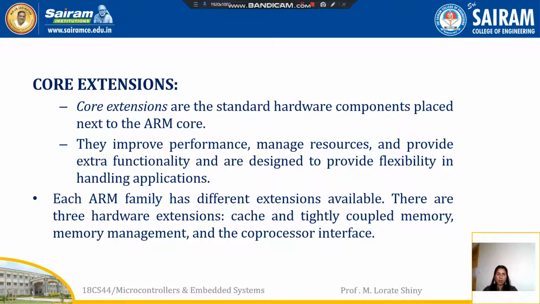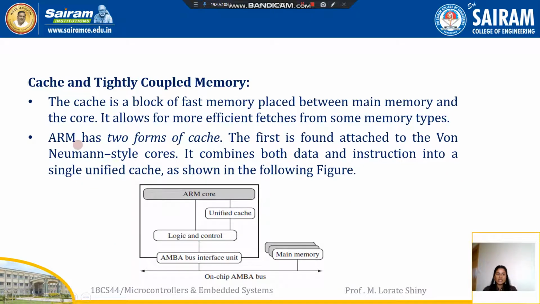There are three commonly used hardware extensions. They are cache and tightly coupled memory, memory management, and co-processor interface. First, we will talk about cache and tightly coupled memory. Cache is a block of fast memory placed between main memory and the core. It is closely located to the ARM core, so it allows for more efficient fetches from some types of memory.